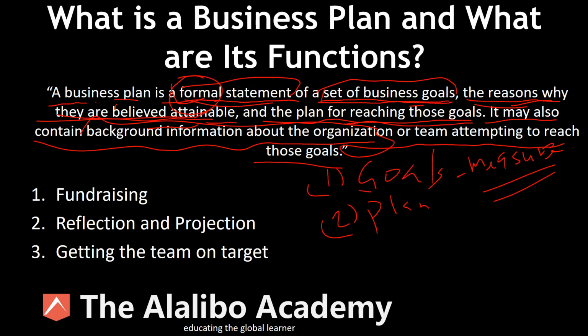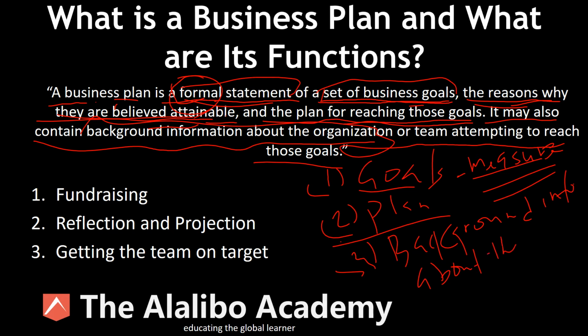Again, right, so we have the goals. We have measurable, attainable goals. And we have a plan for reaching those goals. And then we have background. This is background information about the organization. Very important, right?